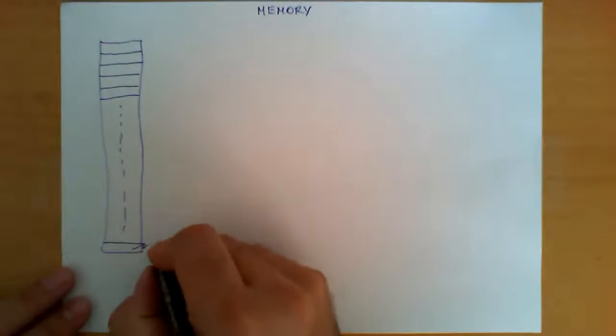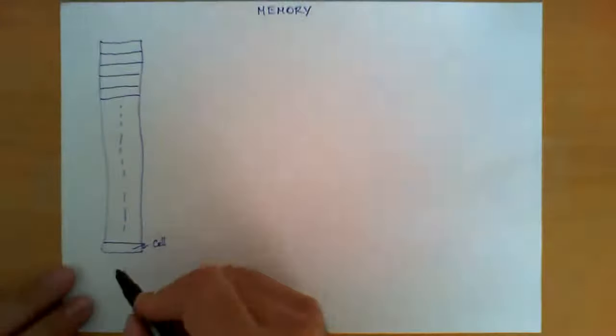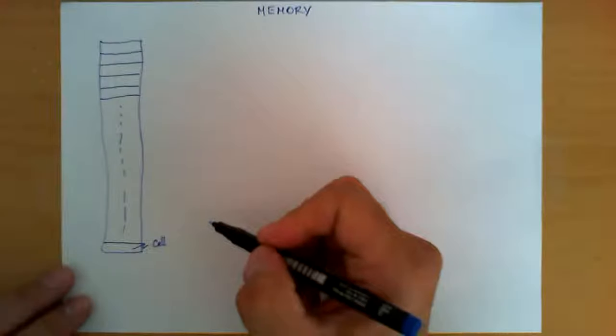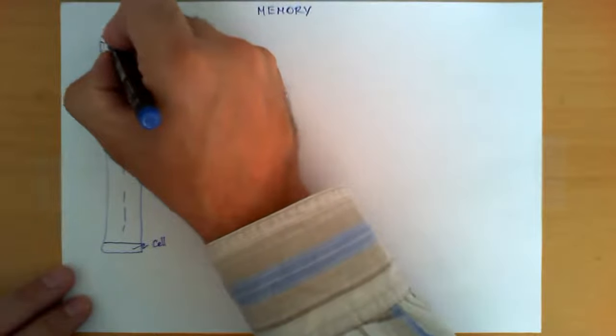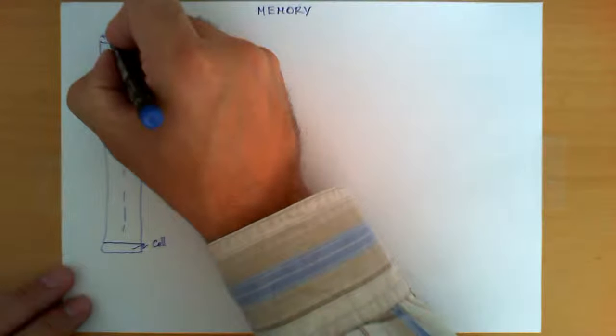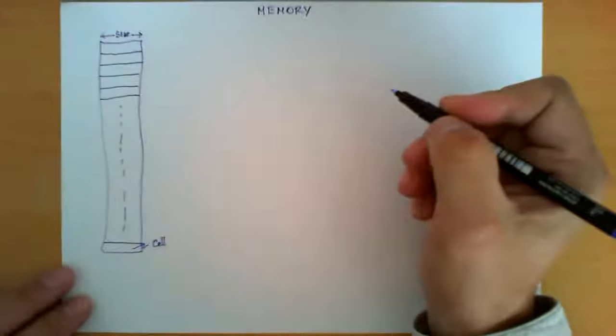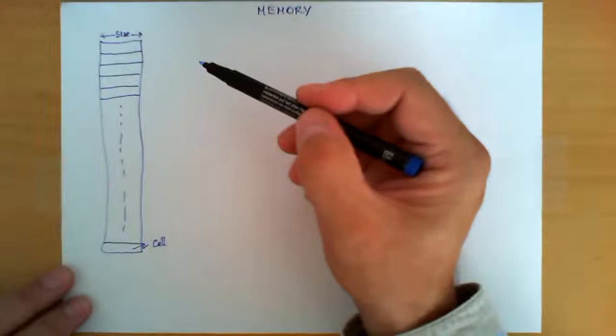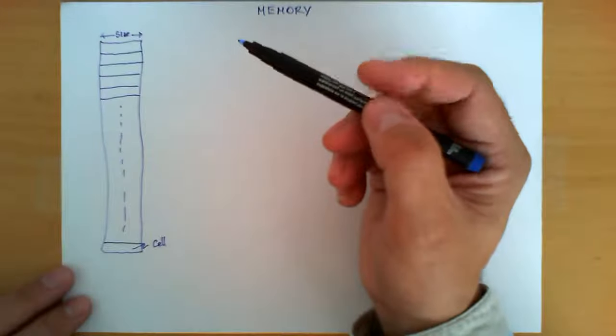First, each one of these boxes, we call it a cell. And it has the property of being able to remember, that's why we call it memory, one value. What kind of value does it remember? This is what we call the size of that cell. And typically, the sizes of these cells are 1 byte, 2 bytes, and so on. But the most typical one is 1 byte.